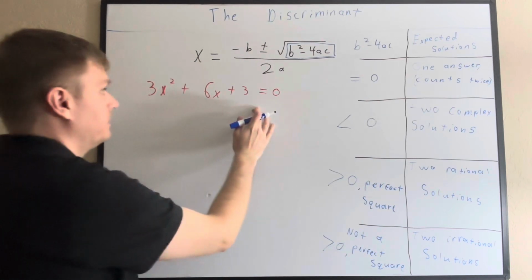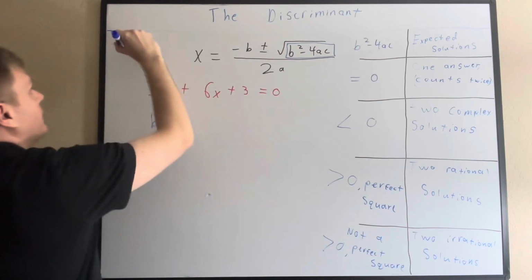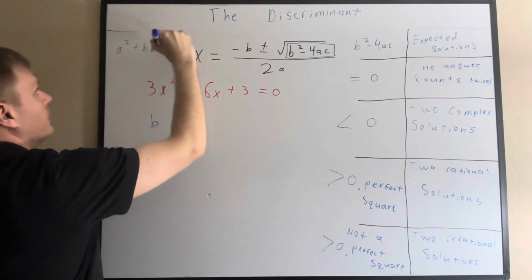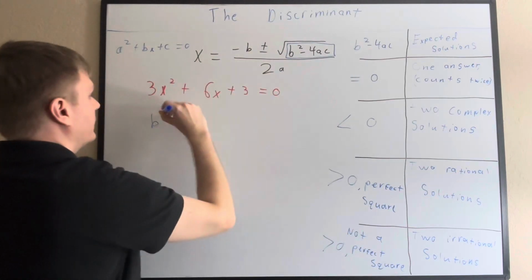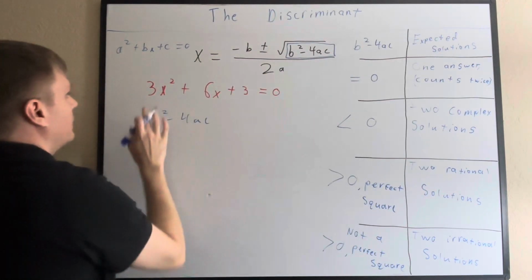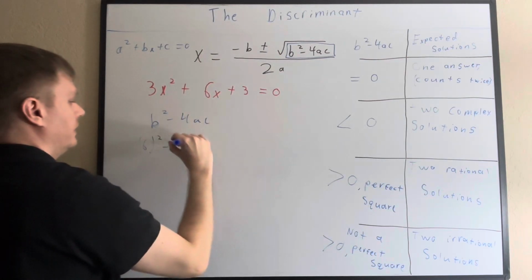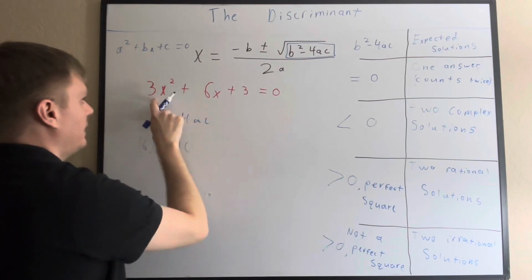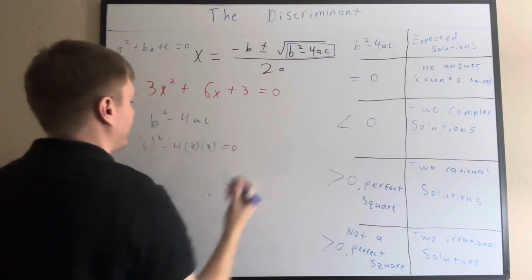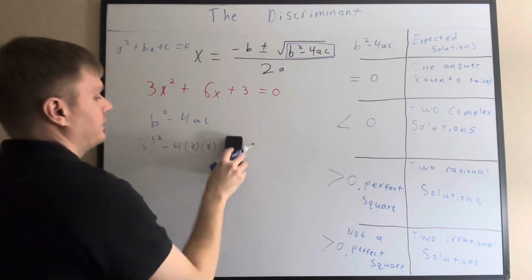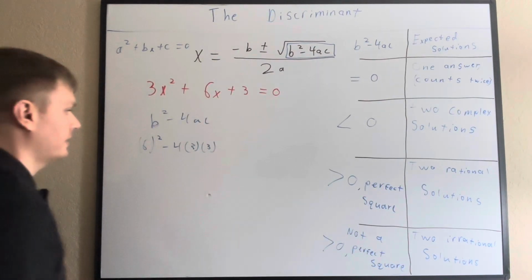So let's do this example. b squared minus 4ac. You all remember what b and a and c are, right? ax squared plus bx plus c equals 0. So b squared minus 4ac. What's b here? 6. 6 squared minus 4. 4 is always the same. a is 3. c is 3. Well, we're not actually solving for it. We're just trying to see what kind of answers we should expect.